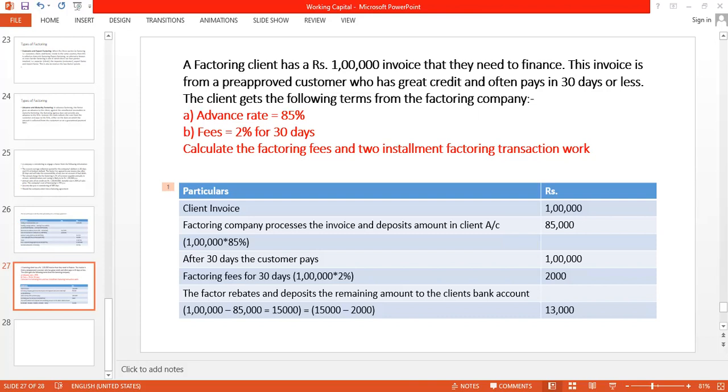From the 1 lakh invoice value, we have already given 85,000 in advance. The remaining 15,000 is to be paid after deducting the commission of the factor. The factor's commission is 2,000. After deducting the commission from the remaining amount, the factor will pay 13,000 as the second installment to the client. The first installment is 85,000. The second installment is 13,000.